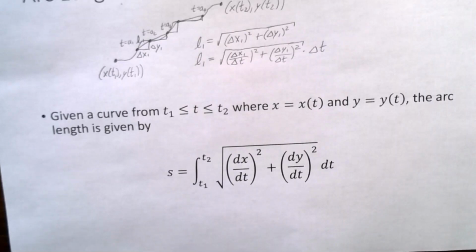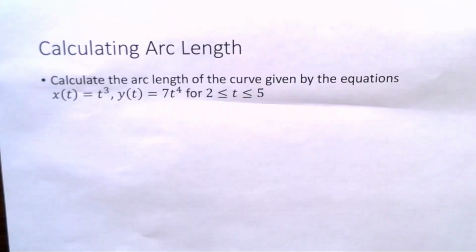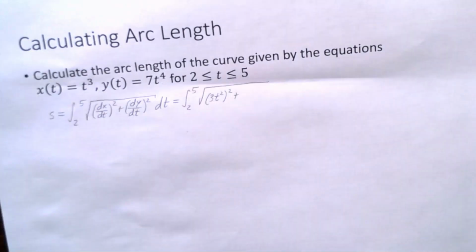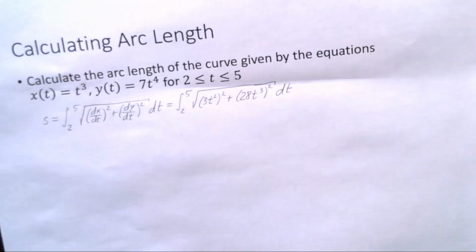So, with that being said, let's use this idea to calculate an arc length. So, let's calculate the arc length of the curve given by x is equal to t cubed, y is equal to 7t to the fourth, between 2 and 5 for t. Again, this starts out with our formula. So, for this function, dx/dt will be the derivative of the x component, which will be 3t squared. As a reminder, we then square this derivative for the actual integral formula. We next take the derivative of the y component, which is 28t cubed. This is also then squared as we set up the full integral.